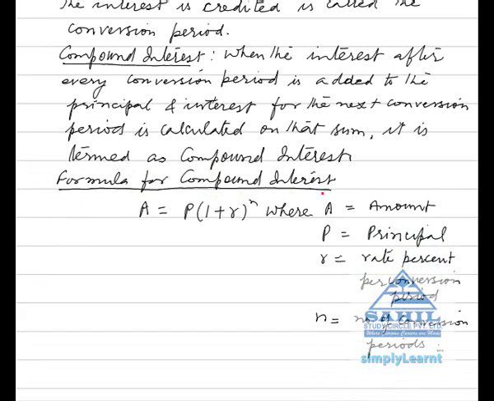Formula for compound interest. A is equal to P into (1 plus R) to the power n, where A is amount, P is principal, R is rate per conversion period, N is number of conversion periods.